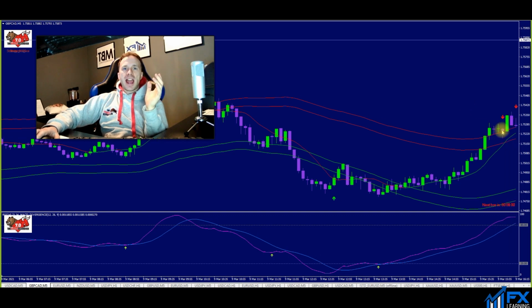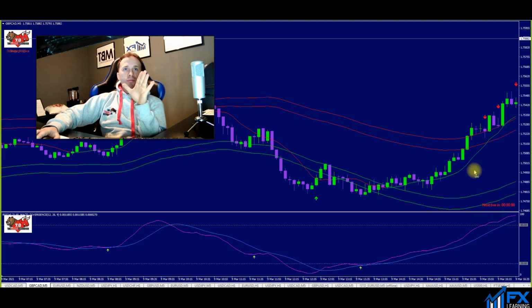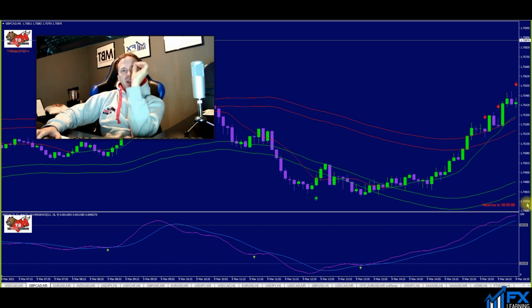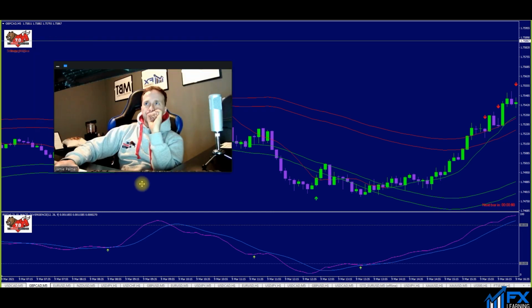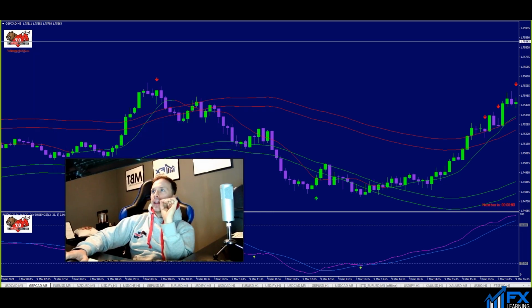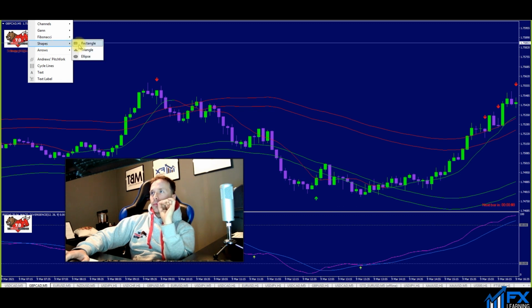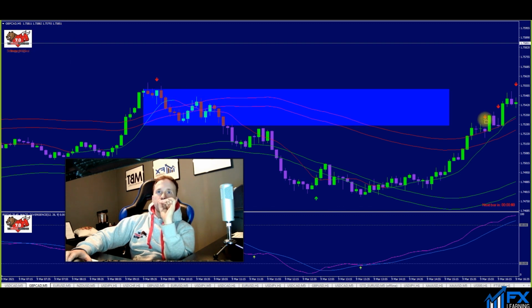Then I got another arrow. Again, we still haven't crossed over on the MACD. I'm not even interested in this trade. Then we've got another arrow. Now, have we crossed over on the MACD? Slowly getting there. Have we got a bit of support and resistance? Let me have a look here. Yes, we have. Great.